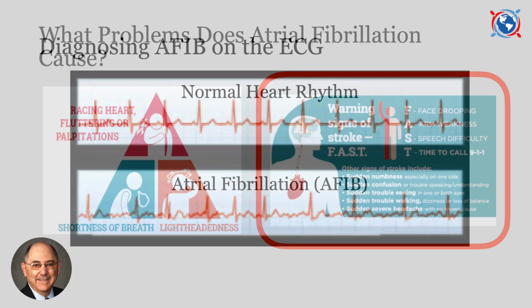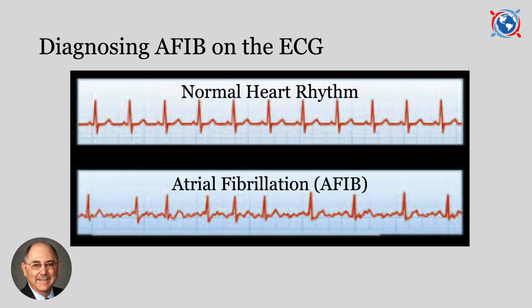Now, how do we as healthcare professionals diagnose AFib? We listen to the patient's description of their symptoms, we listen to their heart, and most importantly, we take an electrical recording of the heartbeat. This is called an electrocardiogram, sometimes abbreviated ECG, sometimes abbreviated EKG. So ECG and EKG are synonyms, and they refer to the electrocardiogram.